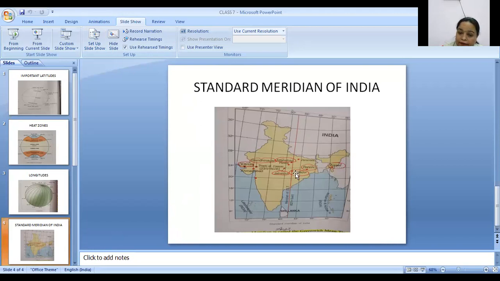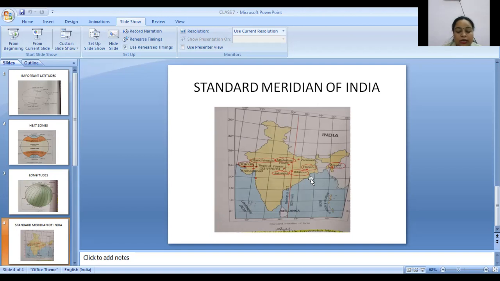Okay, so whatever time is there on this standard meridian, we'll take this standard time as the time for the whole of India. Okay, I'll just repeat once again. This middle of the country, we call it the standard meridian. So we consider the local time as the standard time for all the places of that country.